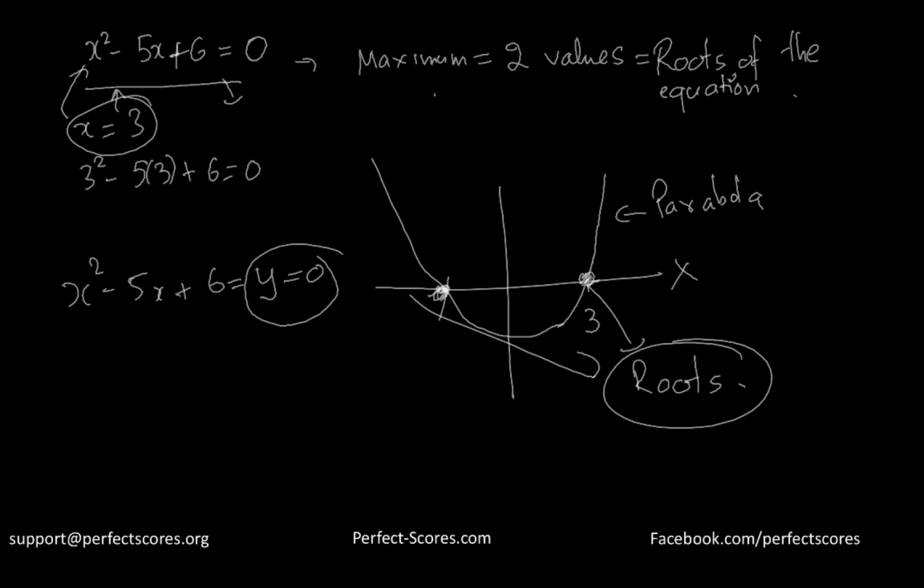So these 2 values are actually called the roots of the function at which y is equal to 0, because this is the x-axis, and you would know that at the x-axis y is actually going to be equal to 0. So that's there. So we know what roots are, right?